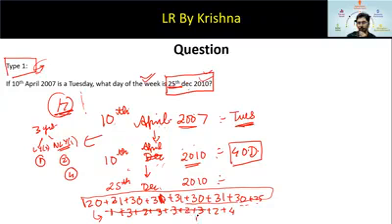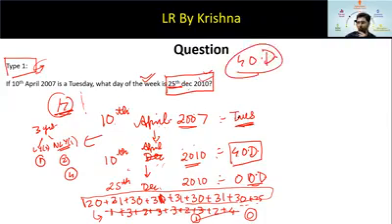So this will become 1. 4 plus 2, 6 plus 1, 7, 0. Hence, total number of odd days is, till here it is 0 odd days. Total number of odd days will be 4 plus 0, which is 4 odd days. So I will add 4 to Tuesday. Tuesday plus 4 is Saturday, which is my answer.